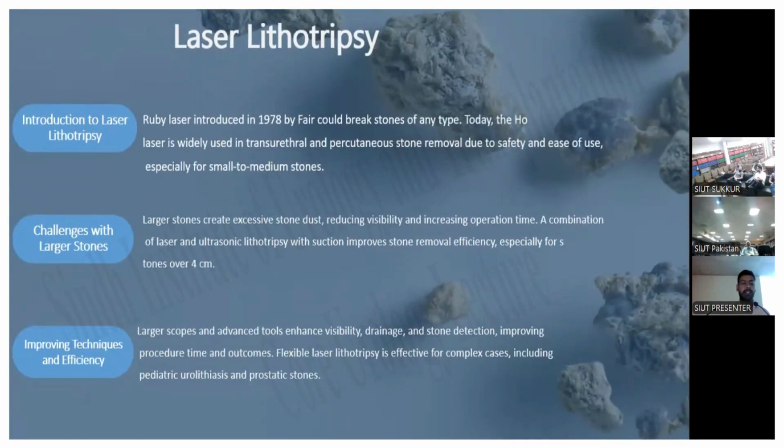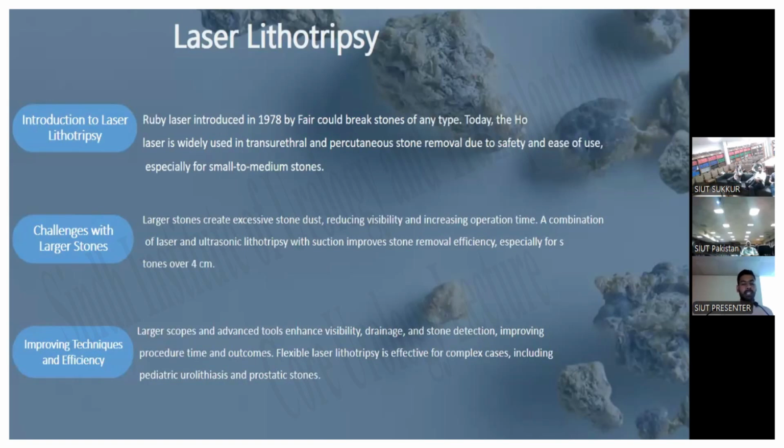Then comes the laser lithotripsy. Ruby laser was initially used in 1978, and after that, the holmium is widely used now in transurethral and percutaneous stone removal due to safety and ease of use, especially for small to medium stones. It faces challenges with larger stones, because larger stones create excessive stone dust, reducing visibility and increasing operation time.